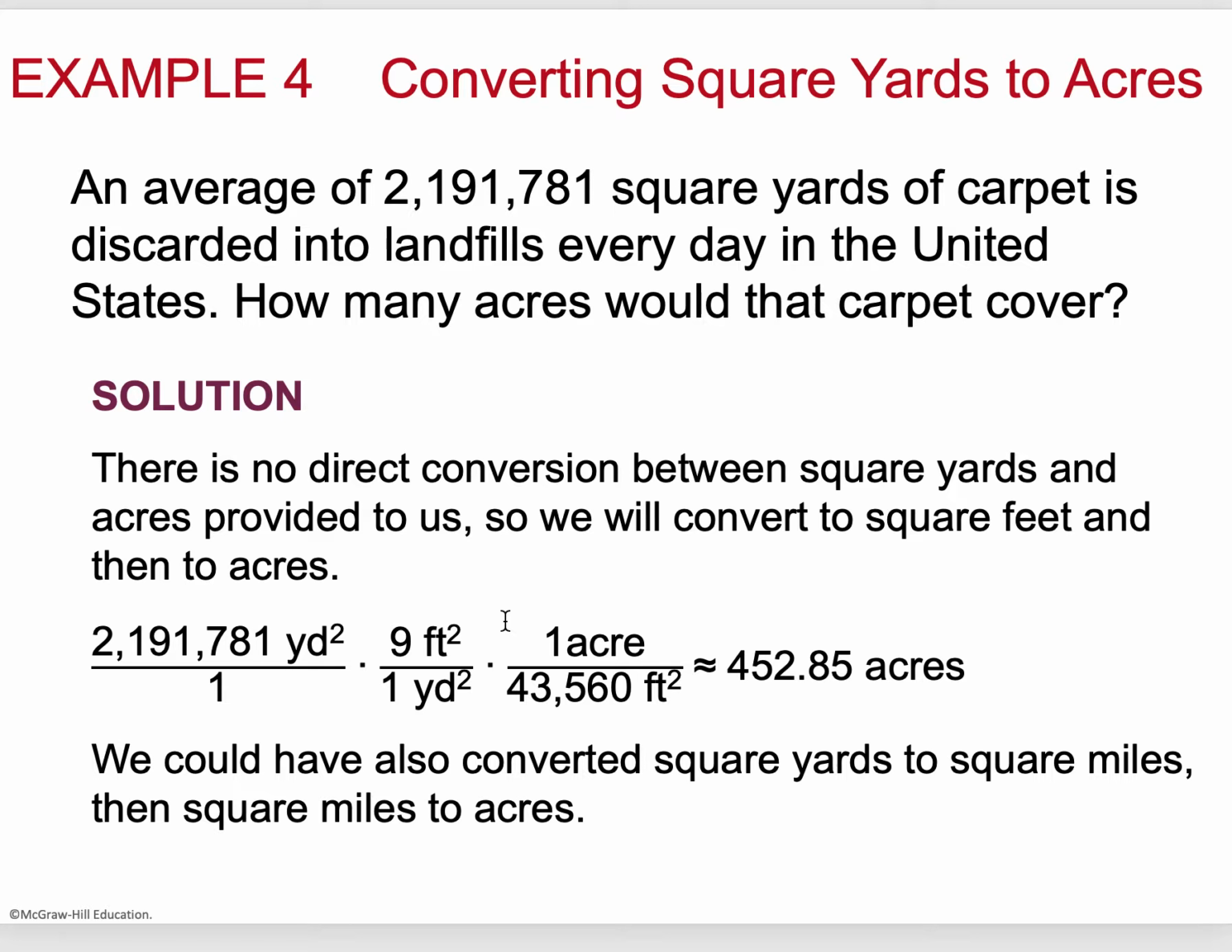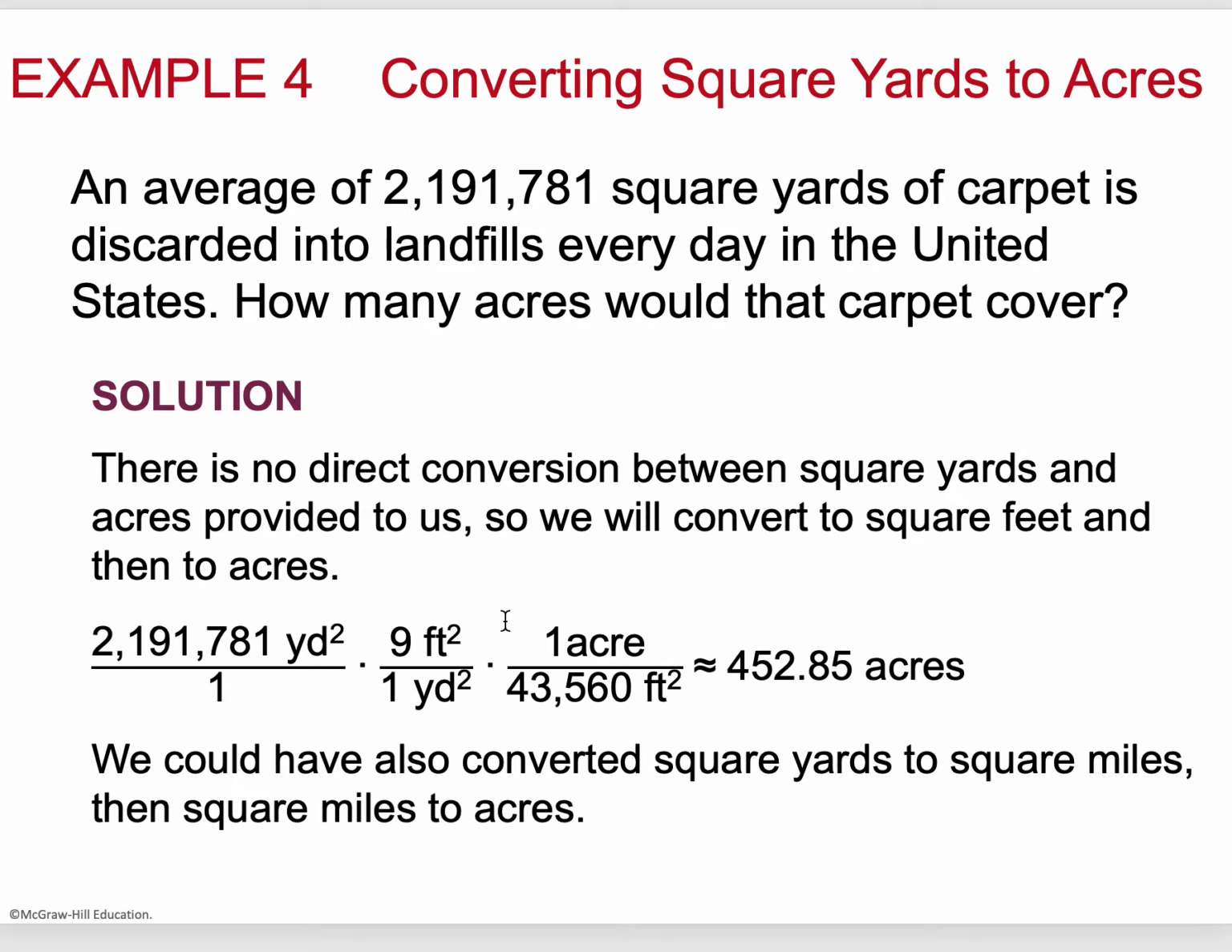Another example would be converting square yards to acres. So if I have that many square yards, I need a conversion factor that has yards in the denominator. Now you're going to notice I did not give you a conversion factor to go from yards to acres. I only gave you miles to acres and feet to acres. So that means I have to get from yards to feet or from yards to miles so that I can eventually wind up at acres.